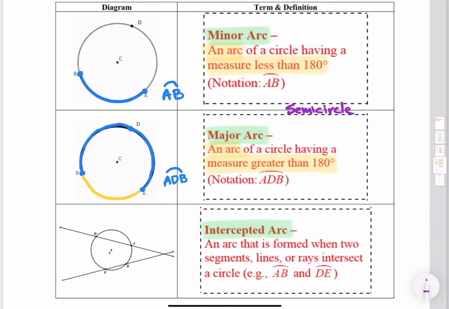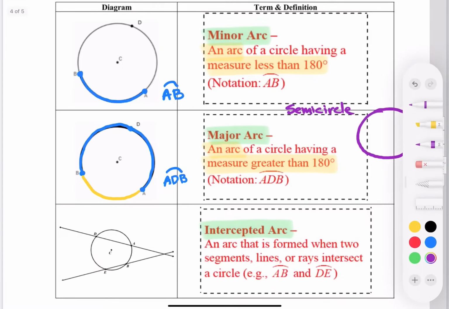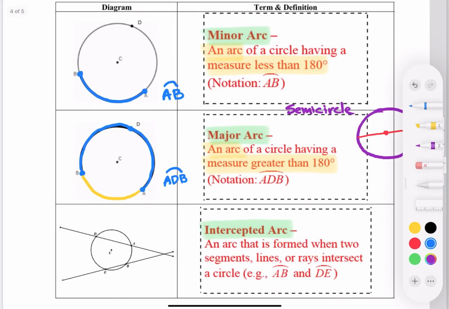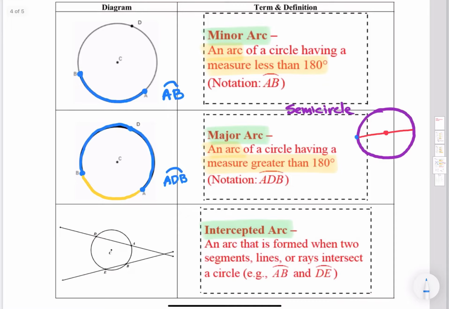So I'm going to go ahead and draw a sketch of a circle here. And a semicircle basically means it's a circle that goes through the center. So it's half of a circle. So I'm going to draw this diameter that goes through the center. Now I'm going to call the points on this diameter A and B. Now my semicircle could be this top portion or this bottom portion.